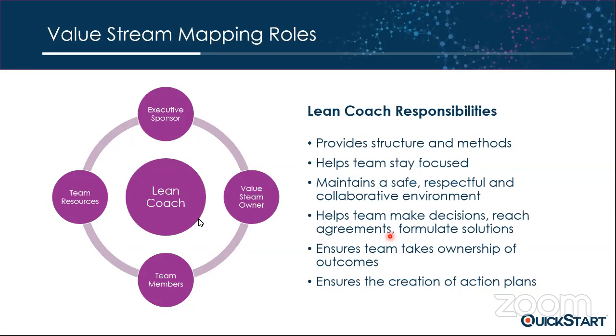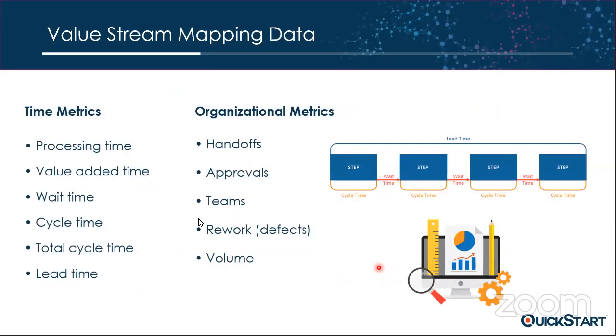Try to make everybody participate, respecting each other. Help them make decisions, because if we don't make decisions during the process, it would be really a very good meeting, like a party. So we need to make decisions, to reach agreement, to formulate solutions. So this is another important responsibility of the coach. And ensure the team takes ownership of the outcomes. We'll define a type of plan and we'll assign responsibilities and times. And the lean coach needs to assure that the value stream mapping is finally created and all the action items are performed, right?